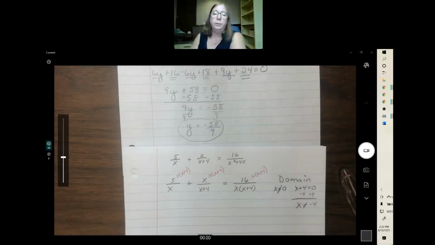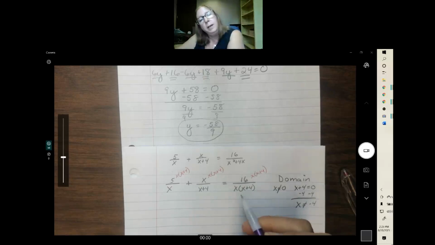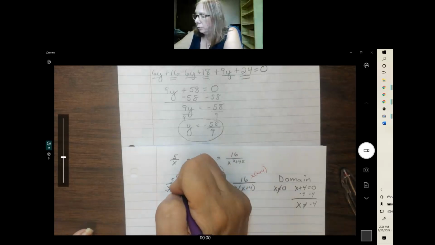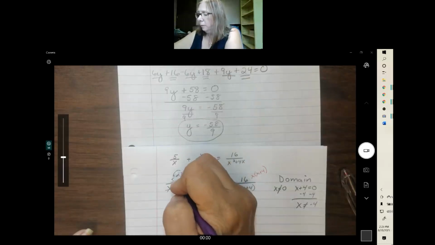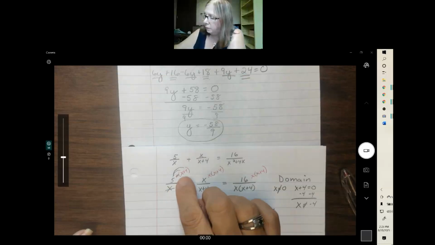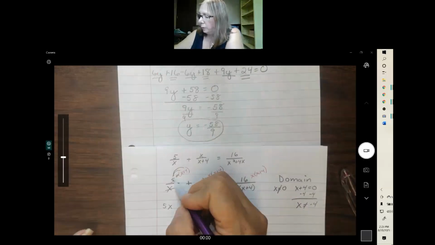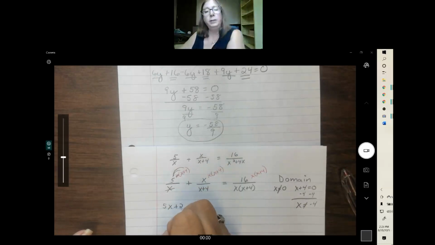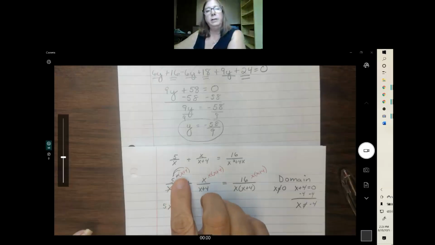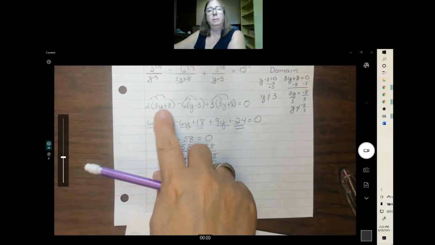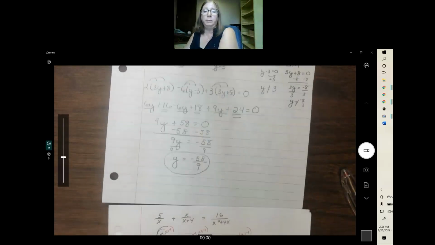Now we go and reduce and distribute as needed. Looking at the first one, the x's cancel. And you can distribute the 5. 5 times x is 5x. 5 times 4 is 20. So you can distribute right here instead of writing it out. That's up to you. Just be careful.